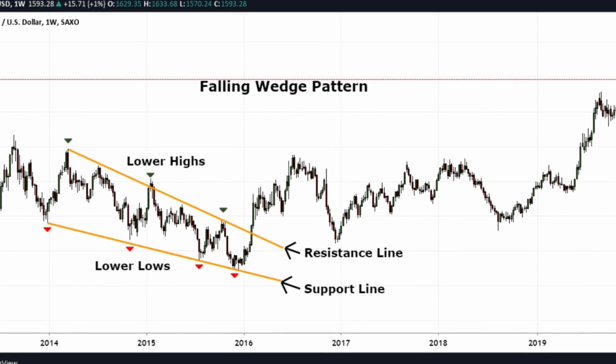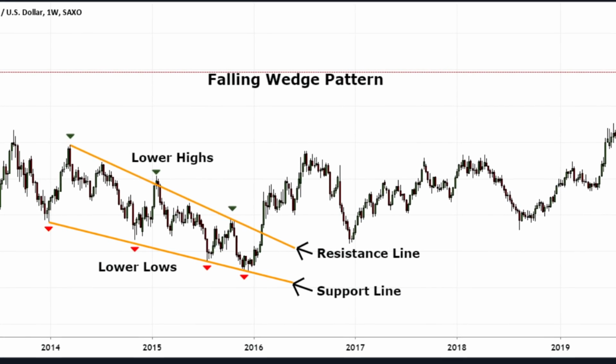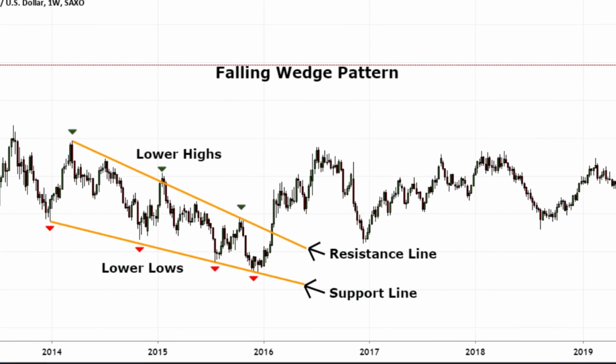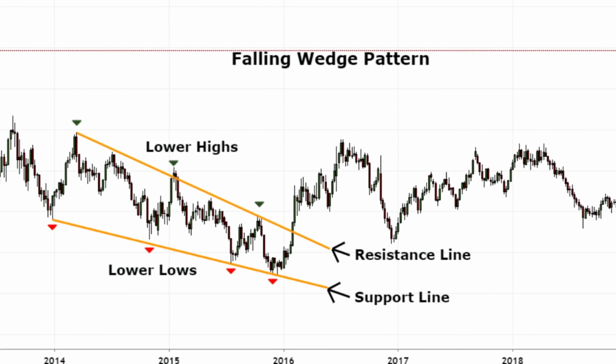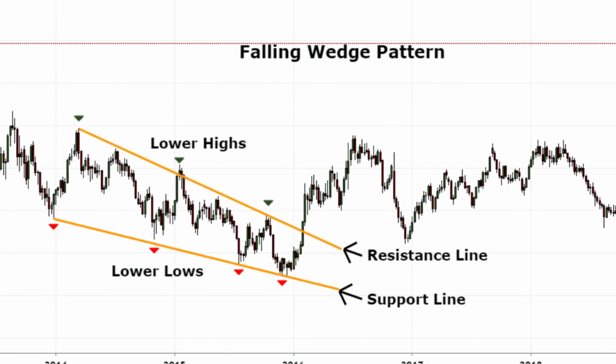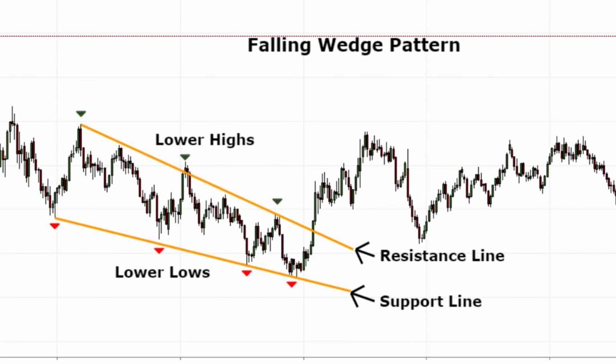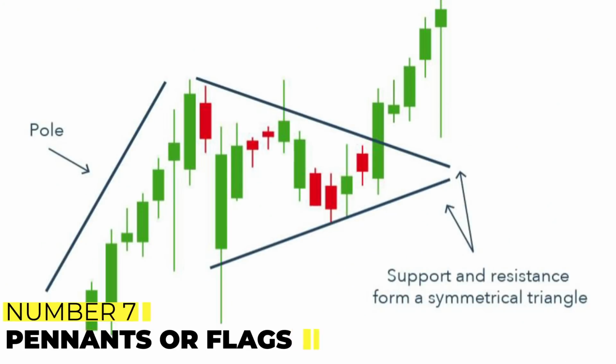Between 2 downwardly sloping levels, there is a falling wedge. The resistance line is steeper than the support line. Rising and falling wedges are both reversal patterns, with rising wedges typically indicating a bearish market and falling wedges meaning a bullish market.